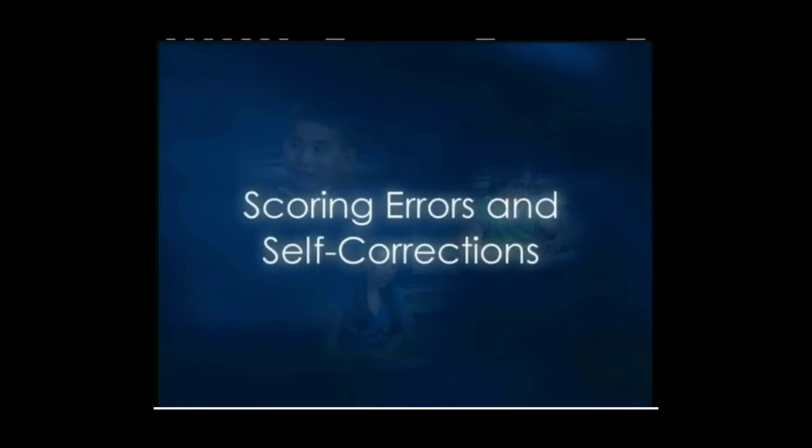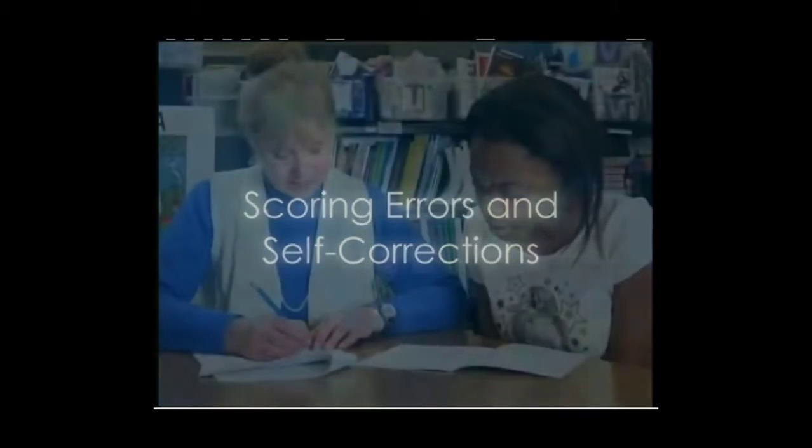Let's look at how to score errors and self-correction so we can begin to gather quantitative information from a reading record. This information is gathered in a standardized way to assure consistency between and across recorders. You will want to share this information with each other, so it's necessary to be consistent with how the information is scored and analyzed. You will look at errors and self-corrections first as you begin scoring the reading record.